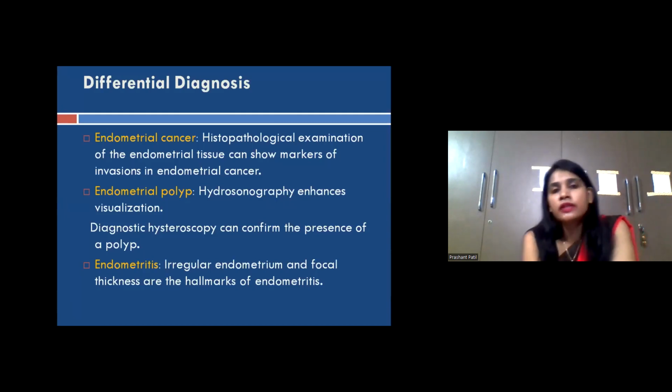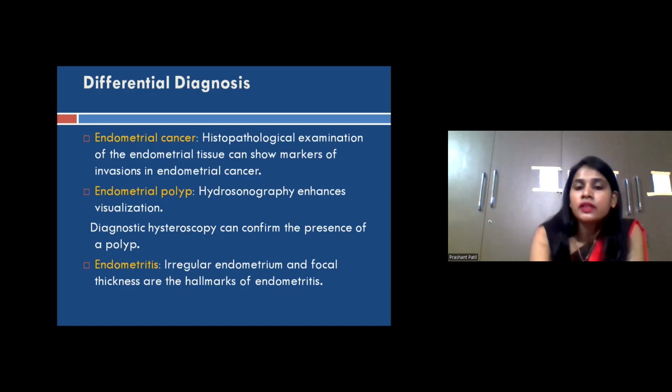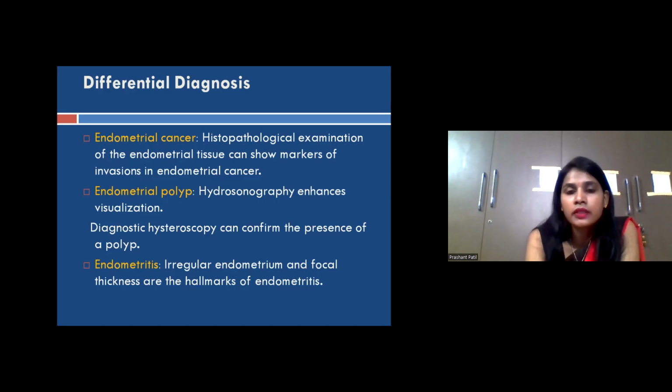So the differential diagnoses in cases of endometrial carcinoma are obviously endometrial hyperplasia or endometrial cancer, and endometrial polyp, wherein to rule out polyp we need to do a sonosalpingography or hydrosonography. And of course, a diagnostic hysteroscopy can confirm the presence of polyp, and endometritis is also one of the differential diagnoses with the irregular endometrium or focal thickened endometrium.